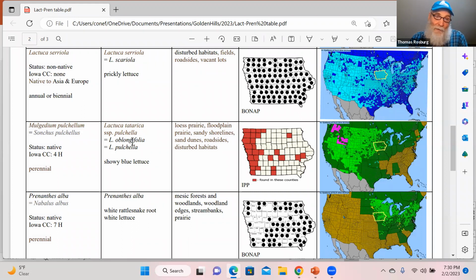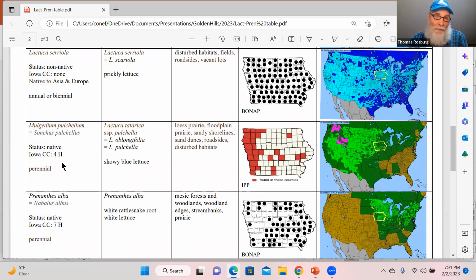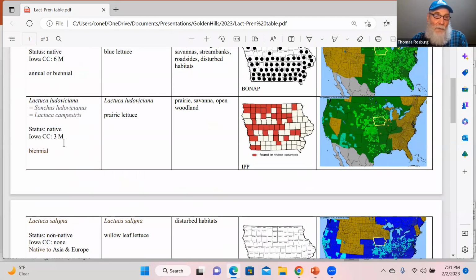But now, according to Flora of North America, it's not in the Lactuca genus anymore, it's Mogidium. And one reason it might be moved out of Lactuca, it's very similar to Lactuca, and obviously it's going to look like one, certainly, but it's a perennial. And that may be enough of a reason to say that it's not closely enough related to Lactucas to be in that genus. All the other Lactucas here are either annuals or biennials.